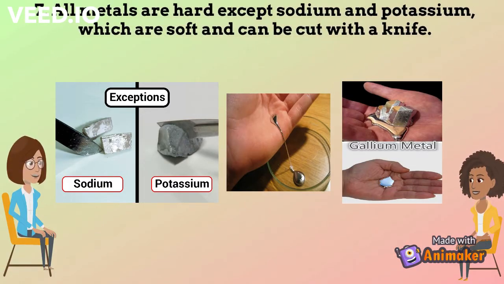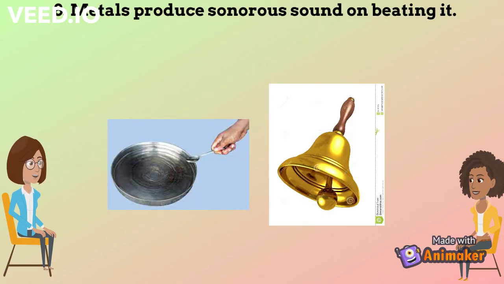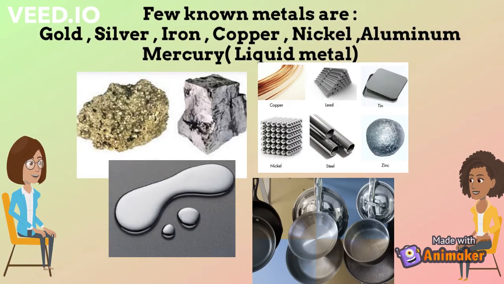All metals are hard except sodium and potassium, which are soft and can be cut with a knife. Mercury and gallium are liquids. Metals produce sonorous sound on beating. A few known metals are gold, silver, iron, copper, nickel, aluminum, and mercury, a liquid metal.